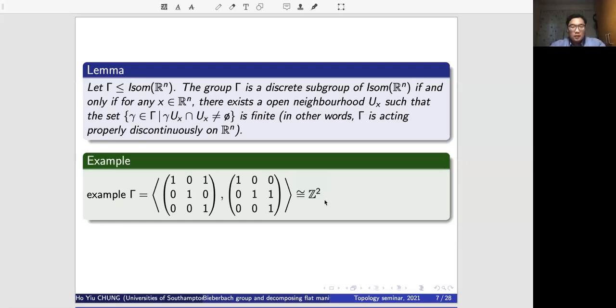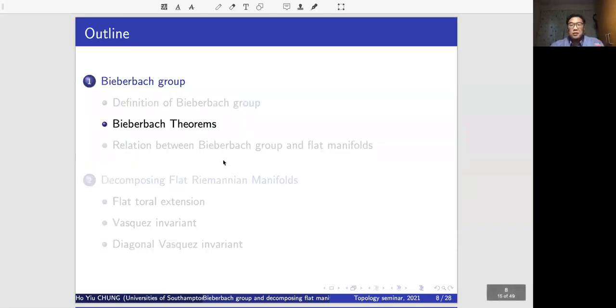So that is the definition of Bieberbach groups. Now we move on to the Bieberbach theorems. There are three Bieberbach theorems, which state the algebraic structure of Bieberbach groups.